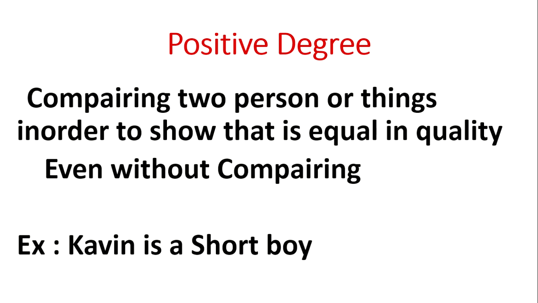Comparing two persons or things in order to show that they are of equivalent quality, even without comparing. So the first point is that we are going to compare two persons or things. Why? Because we are going to show that the two persons or things are equal in their quality. The second one is we can even use the positive degree without comparing two objects or two persons. For example, Kavan is a short boy. In this sentence, I didn't make any comparison. So the positive degree can be used even without comparing.